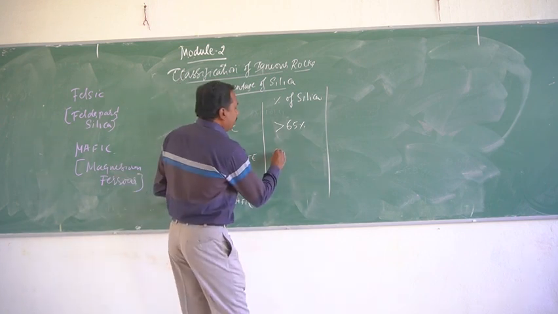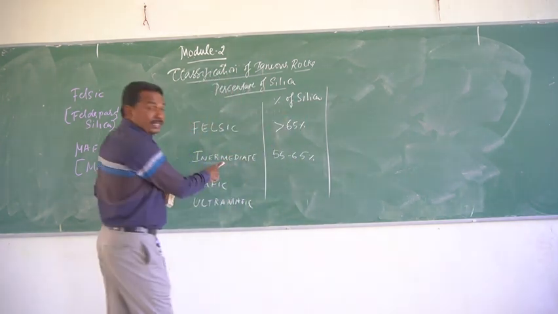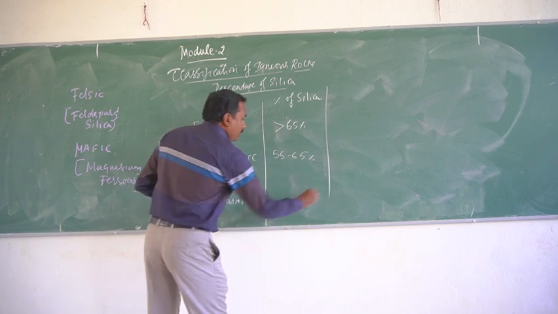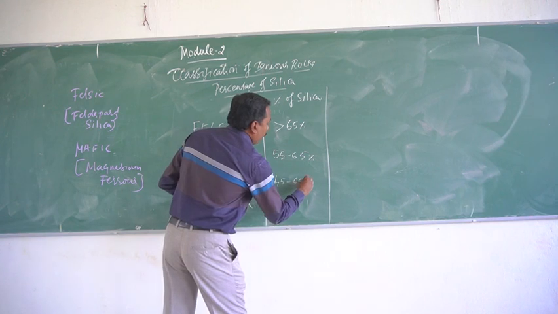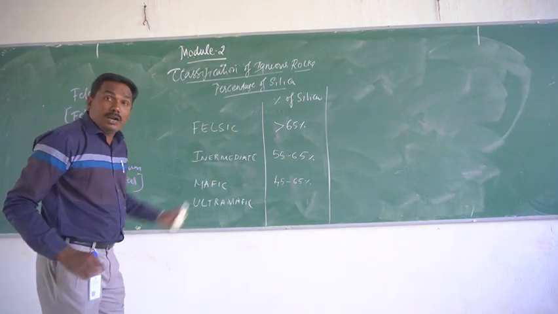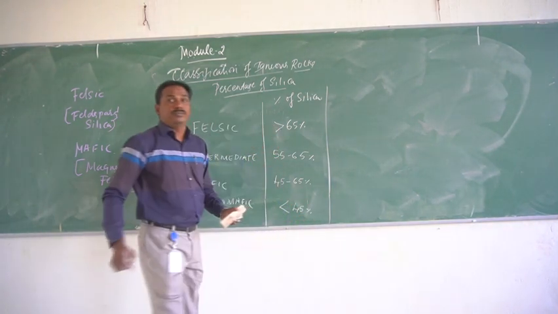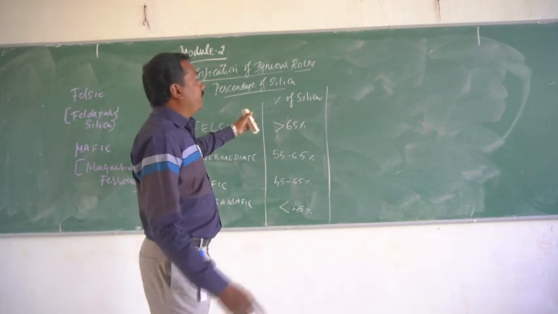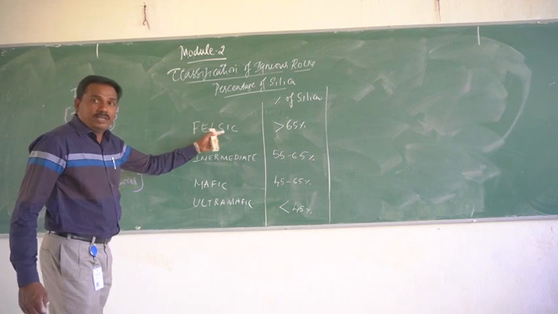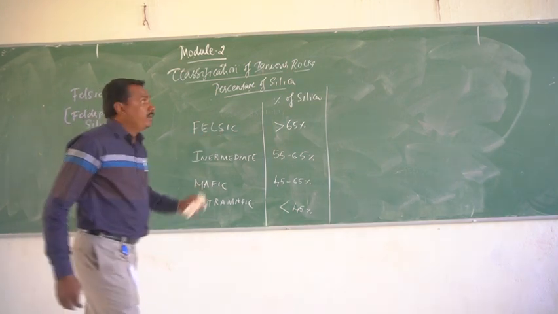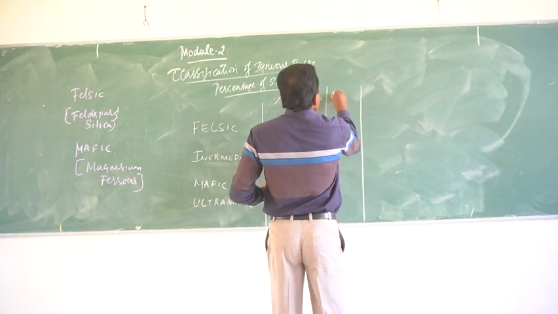In the intermediate rocks, 55 to 65% of silica is present. Similarly, in the mafic, the percentage is 45 to 55%. In the ultramafic, the percentage of silica is lesser than 45%. This is the percentage of silica present in igneous rocks based on the classification. What do you mean by felsic? Feldspar and silica. What do you mean by mafic? Magnesium and iron. Let us see which are the other elements.